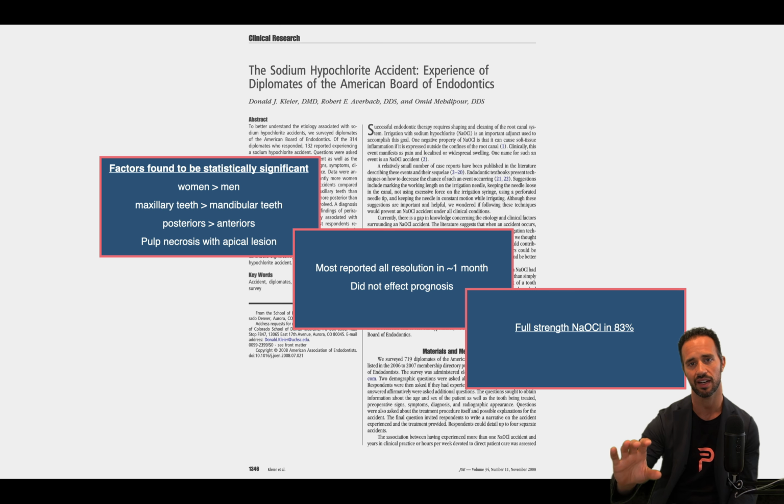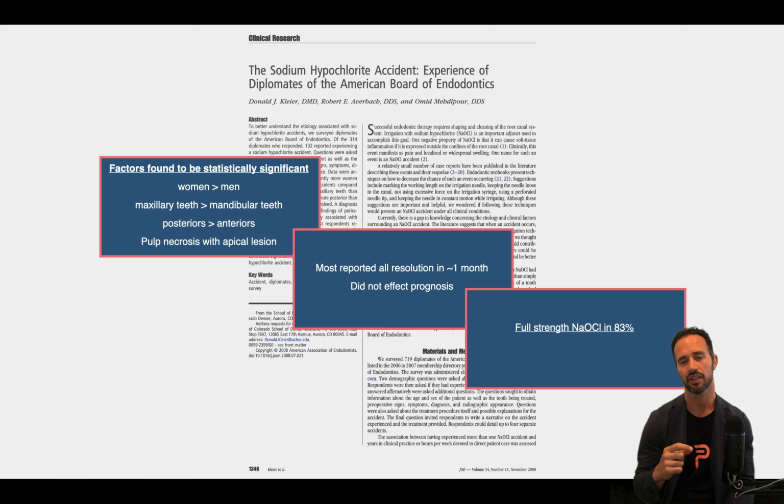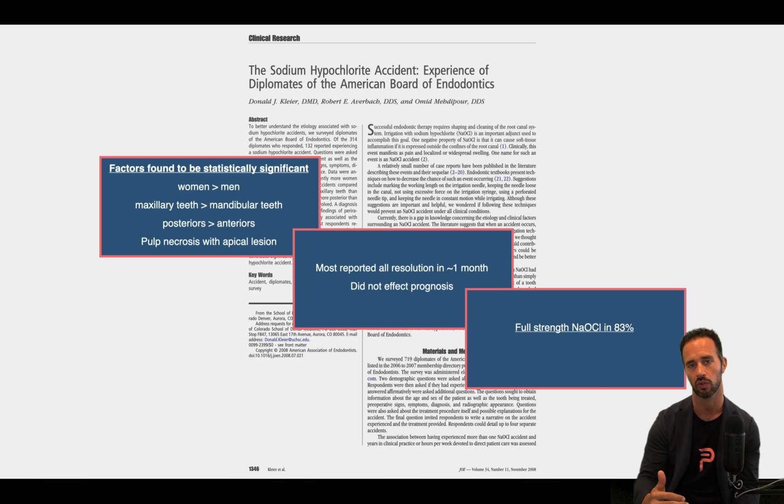And this is reason enough, in my opinion, to dilute your sodium hypochlorite down 50-50 in all your cases. Is there a potential loss in the disinfection properties by diluting your sodium hypochlorite? Yes, potentially. But there have also been studies to show that you can overcome this with more volume of irrigating solution. So that's why I advocate for dilution down to 50-50 and increasing your volume. So 10, 20 milliliters is usually what I will use for most cases, sometimes more.